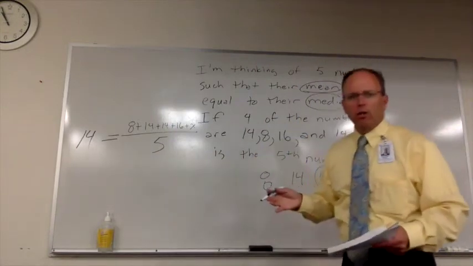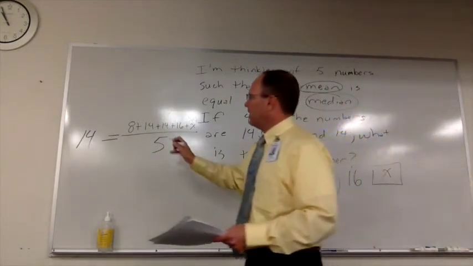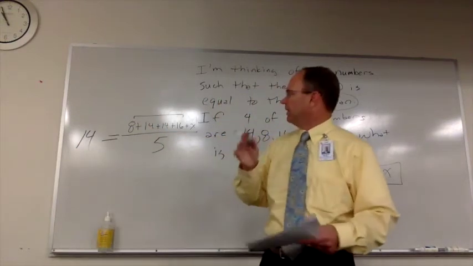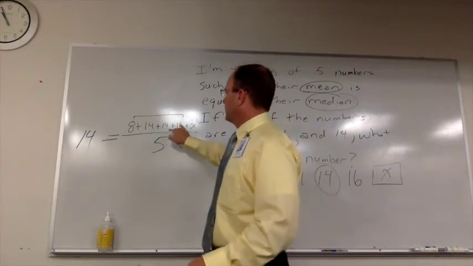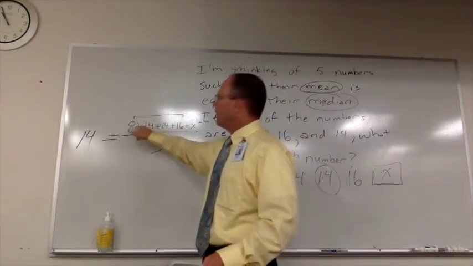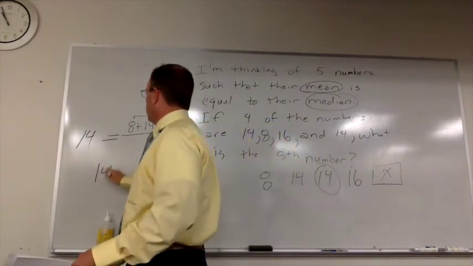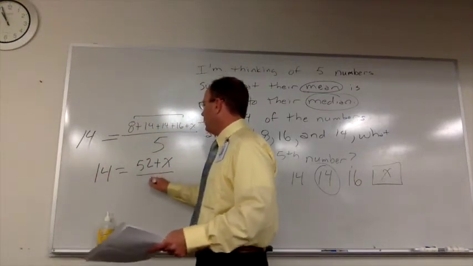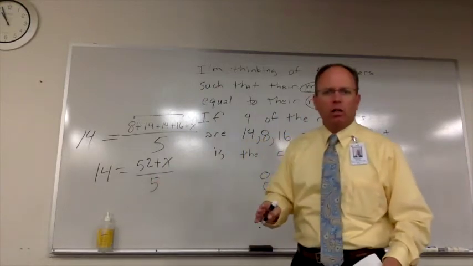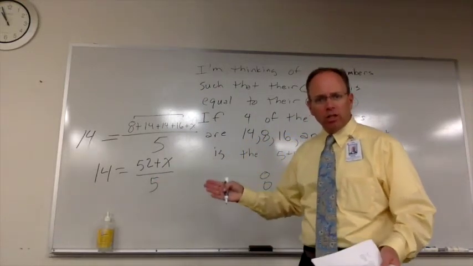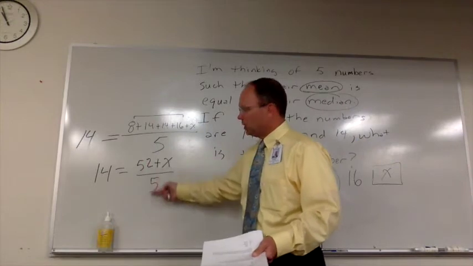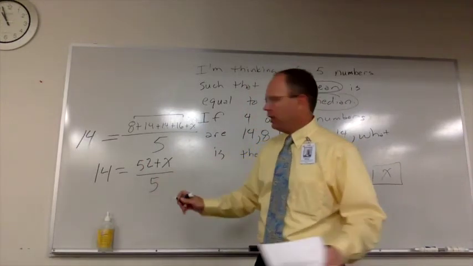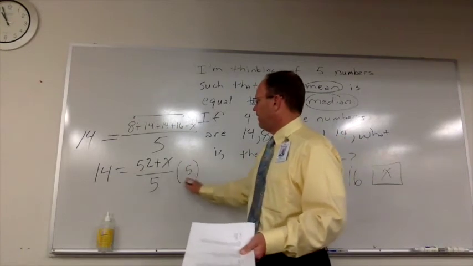Couple of ways you can approach this problem. Let's add up everything we have up here on top. So I have 8 and 14 and 14 and 16 added together. That's going to give me 30, 44, 52. So I get 14 is equal to 52 plus x, over 5. I want to get x all alone. X is our missing number. So this is a division problem here. In order to undo division, we use multiplication. So I'm going to multiply both sides by 5.